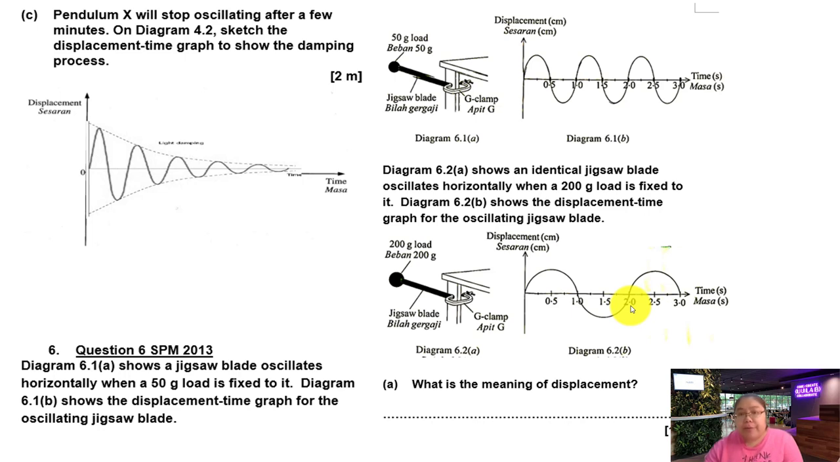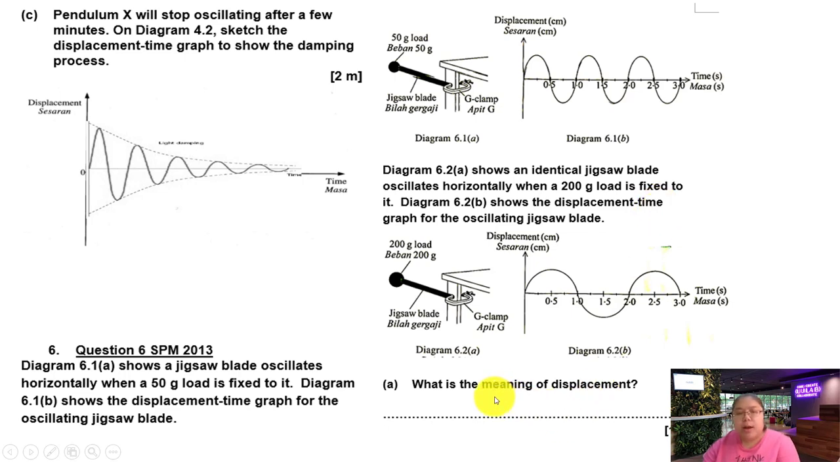Now we check the frequency in 3 seconds. Both diagrams are also 3 seconds. But for this one, how many times? 1, 2, 3. In 3 seconds, they get 3 hertz. But for this one, in 3 seconds, they get only 1.5. They can make 1.5 complete oscillations. So this is the comparison between the two diagrams. Before you start the comparison, we must ask ourselves what should be different for the two diagrams. Then it is easy to answer the question.